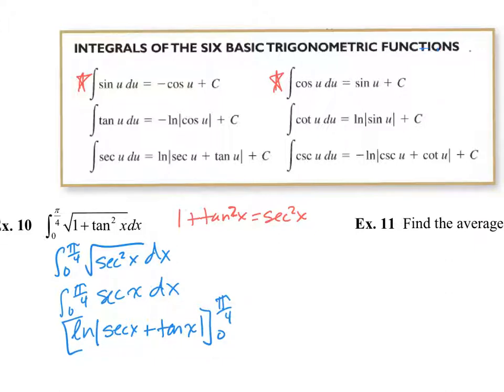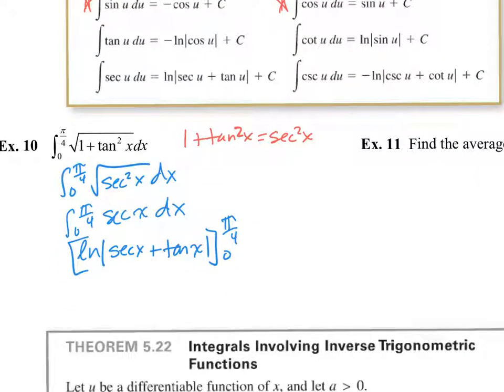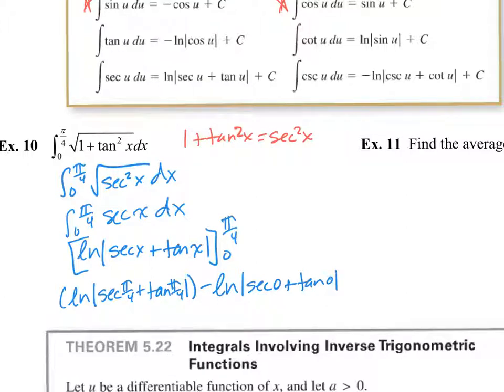All right, so let's go ahead and do that. I'm going to first replace x with pi fourths, so we'd have the natural log of the absolute value of secant pi fourths plus tangent pi fourths. All right, we'll simplify that in just a minute. And then minus the natural log of the absolute value of secant of 0 plus tangent 0. All right, and then simplifying that, let's see.